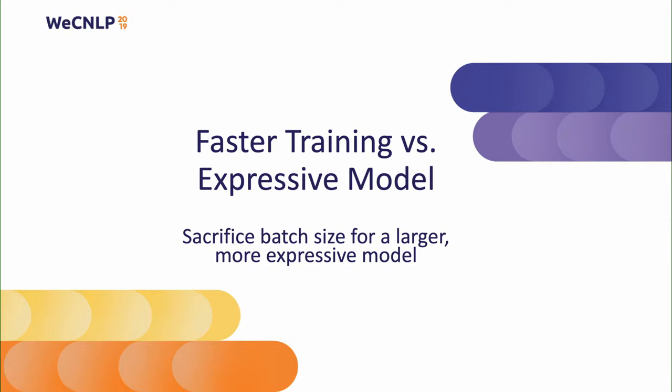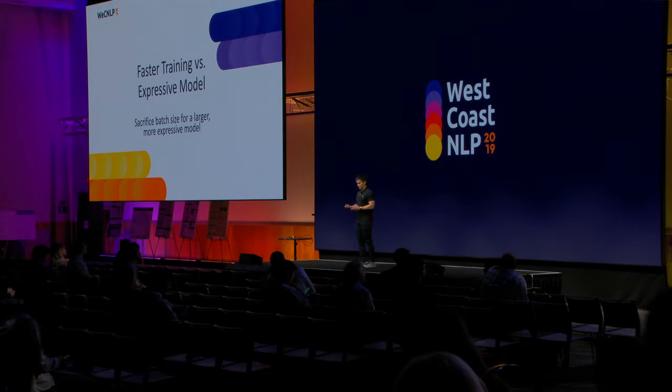So due to memory limitations, you may have to decide between either a more expressive model or a larger batch size. And the trade-off is that you may encounter slower training times if you choose to go with a larger, more expressive model. And usually, this is the one you decide to go with in order to learn better from your data.